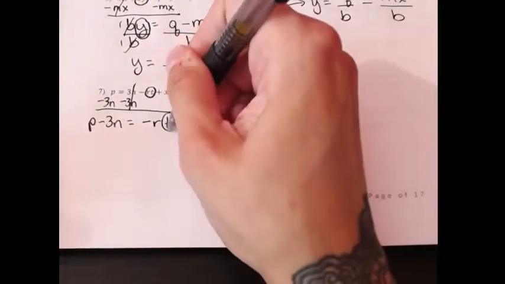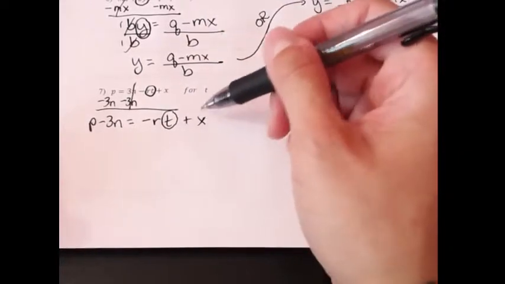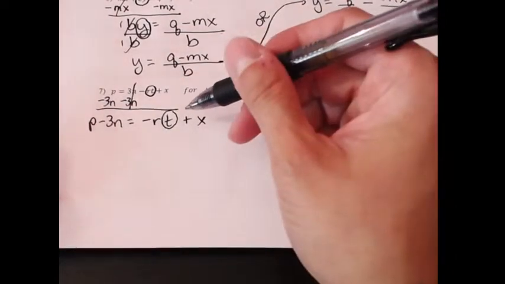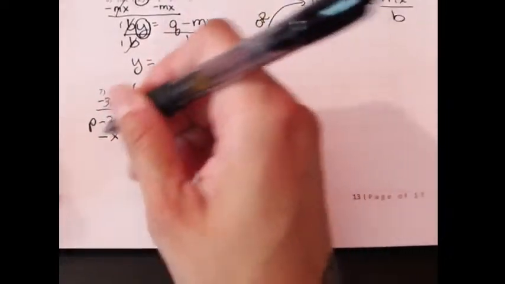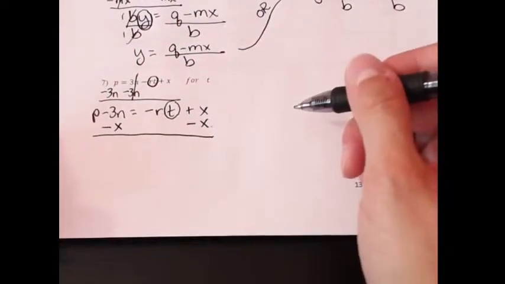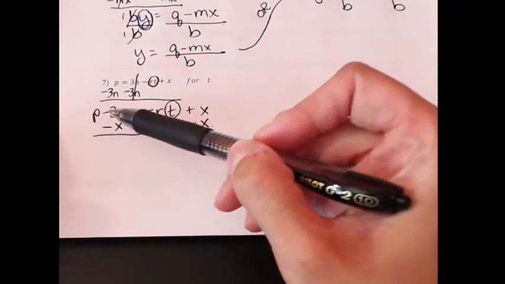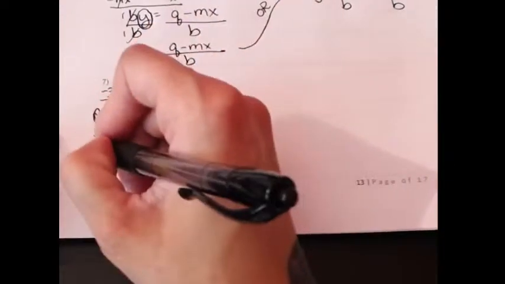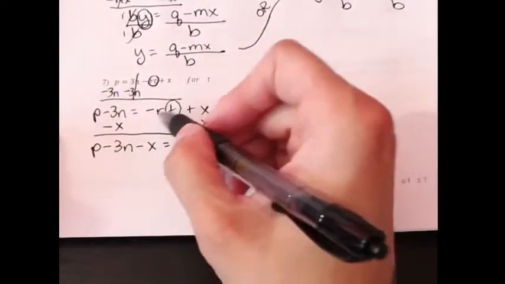Again, we want to focus on isolating the term with t, which means the term that does not have a t has got to go. So we have plus x here, which means we're going to subtract x. So let's bring that over to the left side of the equation. I now have p minus 3n minus x. Literally just read it exactly as you see it. Don't overcomplicate this. P minus 3n minus x is equal to negative rt.